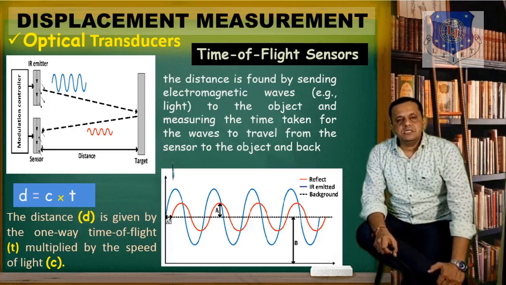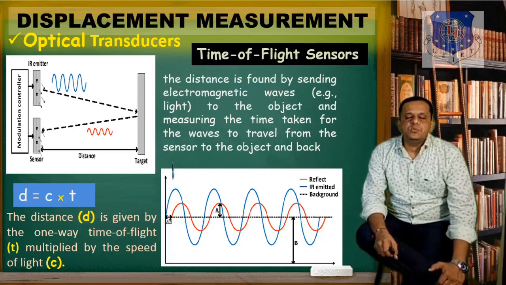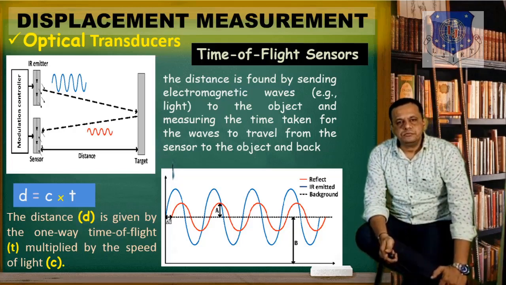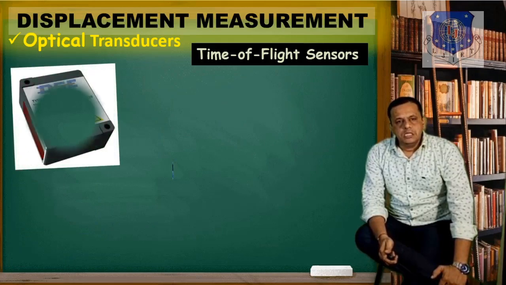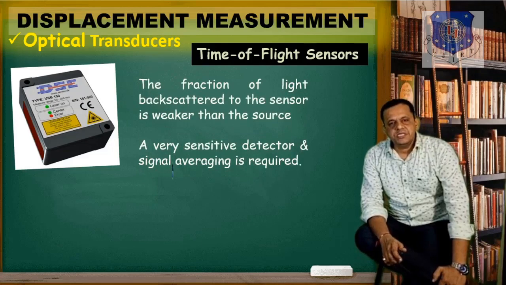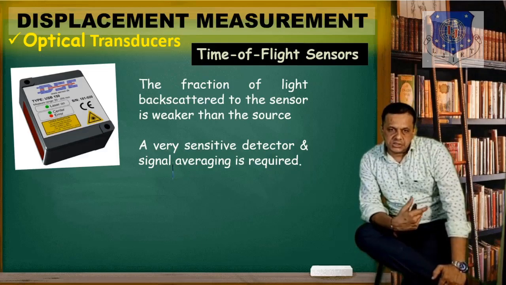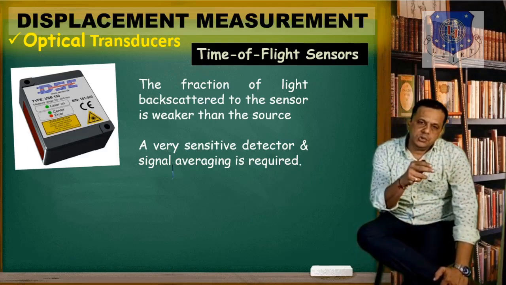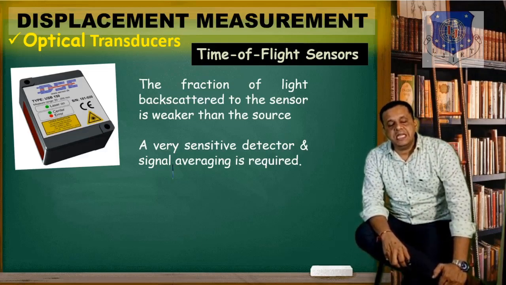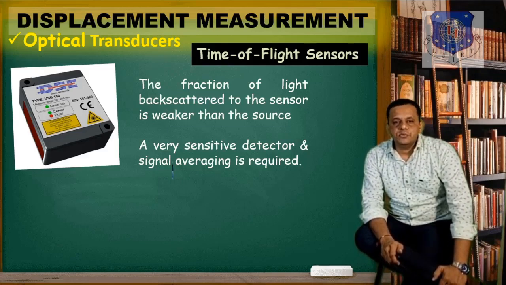So distance is given by the one-way time of flight multiplied by the speed of light. This is one of the commercially available devices I have shown in the picture. The fraction of light that is scattered back to the sensor is a little bit smaller than the source. Hence, a very sensitive detector and signal averaging are required in the case of time of flight sensors.